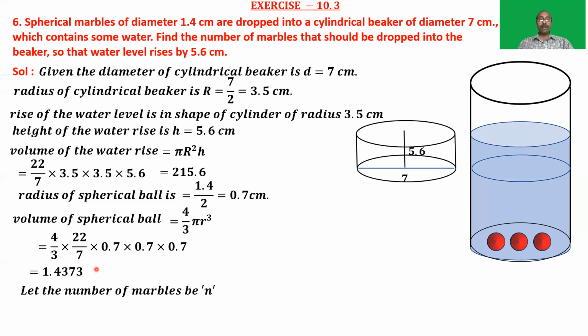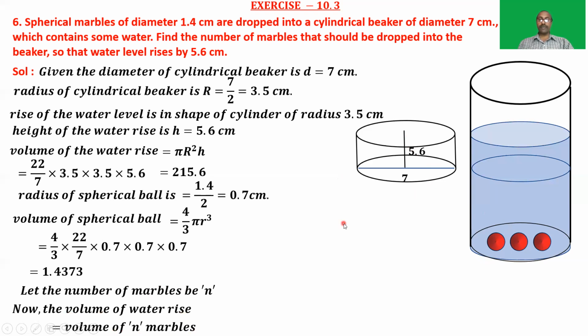Now let the number of marbles be n. The volume of water raised is equal to the volume of the n marbles, because due to the dropping of these marbles, the water is raised to 5.6 centimeters. So the volume of water raised is equal to the volume of the marbles that we had dropped into the water.